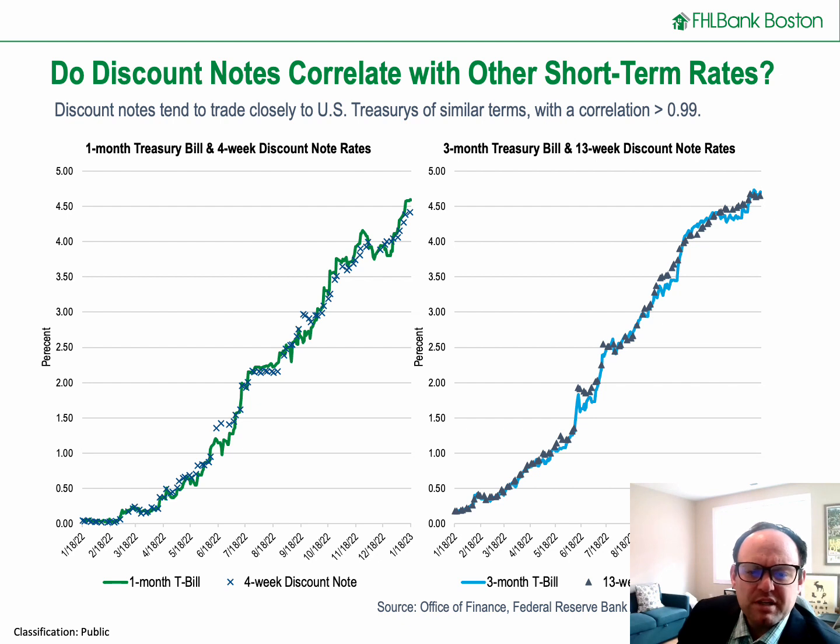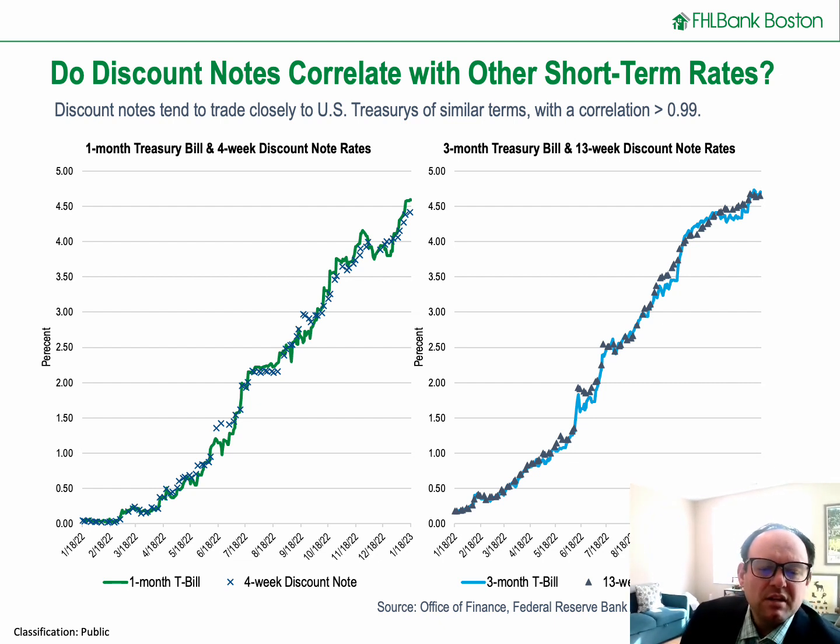So now we'll ask the question: we know what discount notes are and we know how they work in the context of the advance, but is there a strong correlation between other short-term rates? And the quick answer is yes. What we're looking at here is comparing, since the beginning of 2022, the rates on 4-week discount notes versus the comparable term of 1-month Treasury bills. And we're also looking at the 3-month T-bill versus the 13-week discount note.